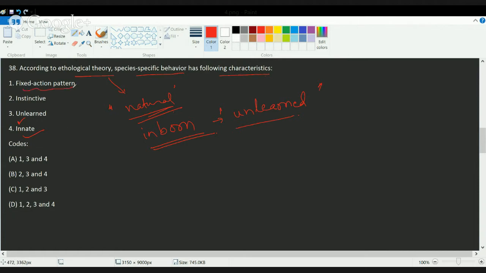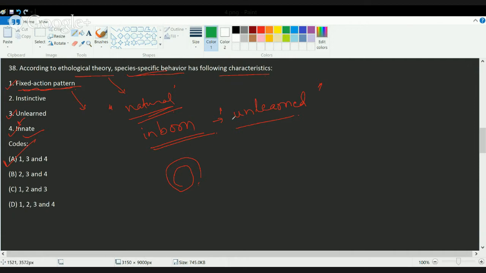And finally, it's a fixed action pattern. For example, honeybees do a waggle dance. That's a kind of fixed action pattern they do to recognize their source of food. They have specific patterns of dancing for specific actions. For recognizing food, for recognizing their home, they have specific patterns, and that is what is known as fixed action pattern, and that fixed action pattern is specific to each species. So we can say it's a species-specific behavior. So the correct answer here would be 1, 3, and 4. So A would be the correct choice here.